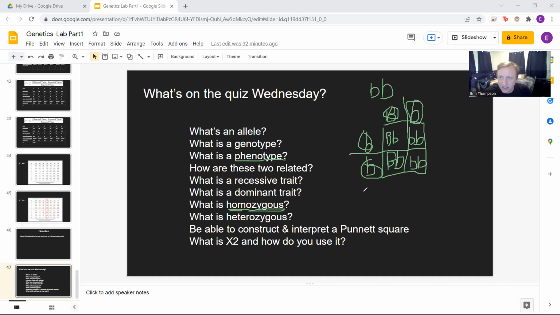And so this is what this particular cross for my parents looks like. Half their kids should have brown eyes, half their kids should have blue eyes, which happens to be the case. But this is how the chi-square comes into genetics.